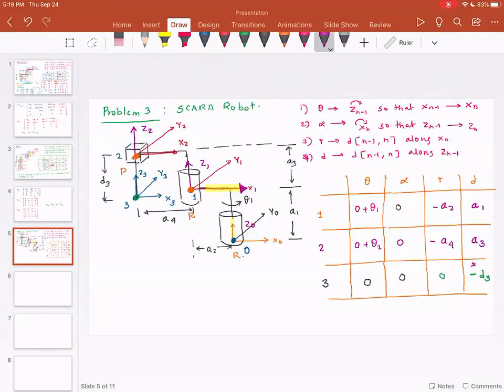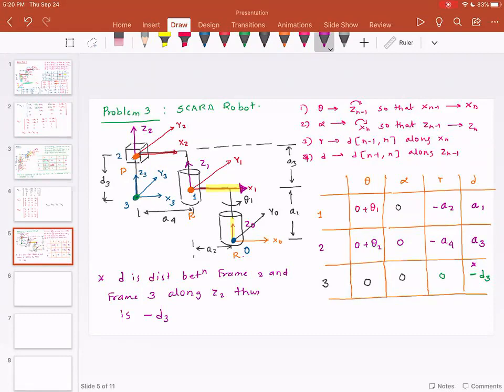A side note, d is the distance between frame 2 and frame 3 along z2. Thus, it's minus d3. So, and now we have our parameter table done.